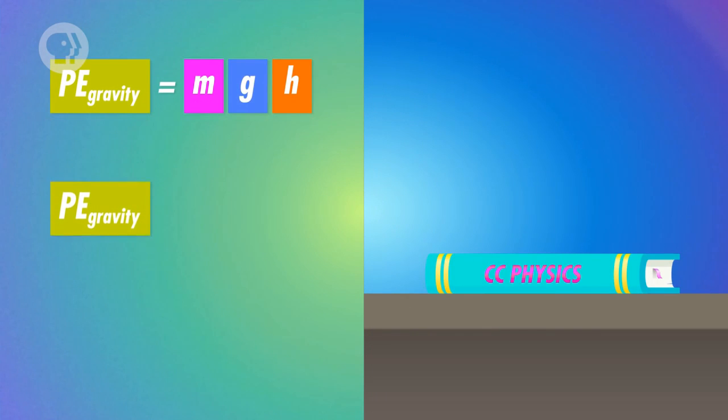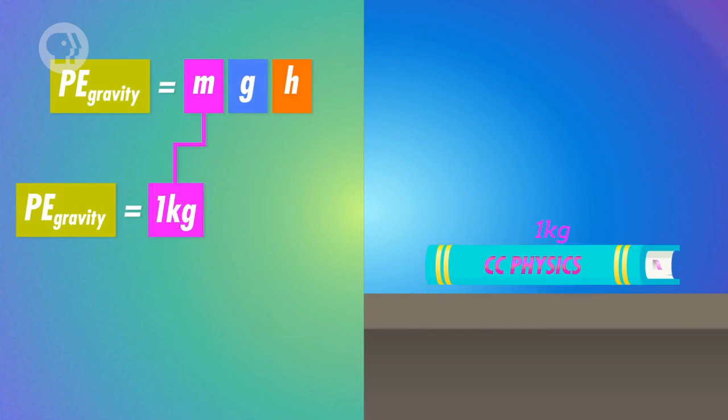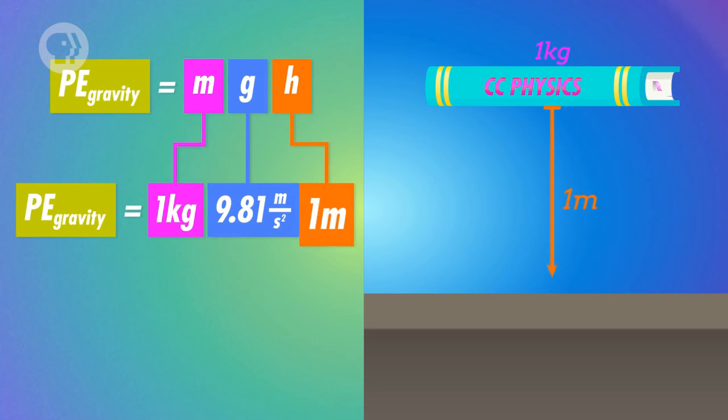Which means that just by knowing that this book's mass is about 1 kilogram and that we held it about 1 meter above the ground, we can calculate its potential energy, which is 9.8 joules. Another type of potential energy that shows up is spring potential energy.